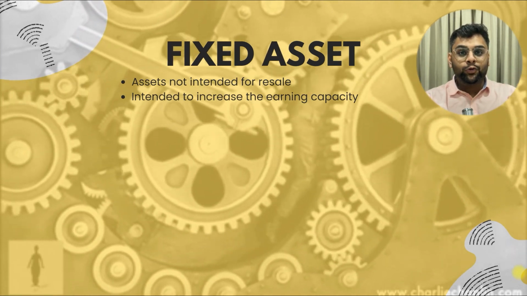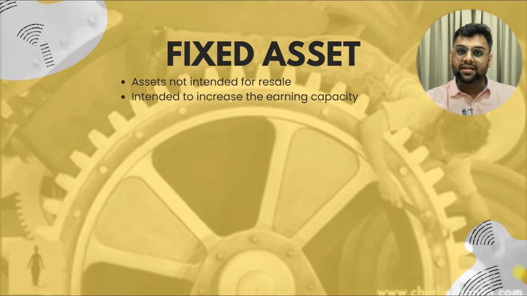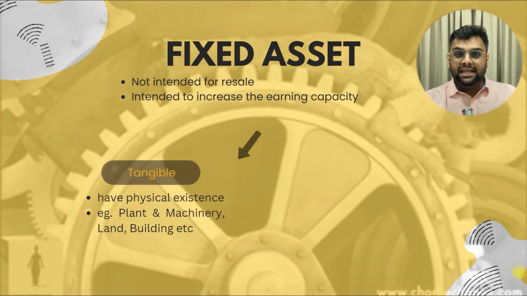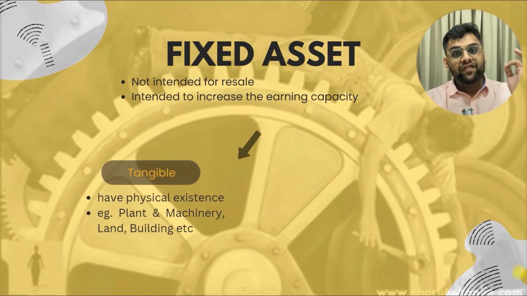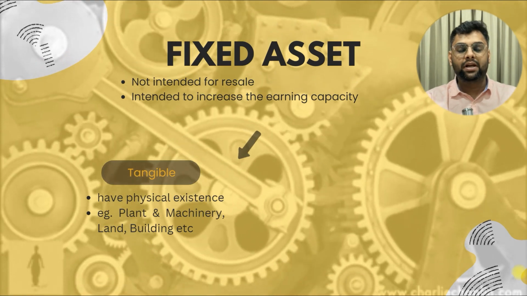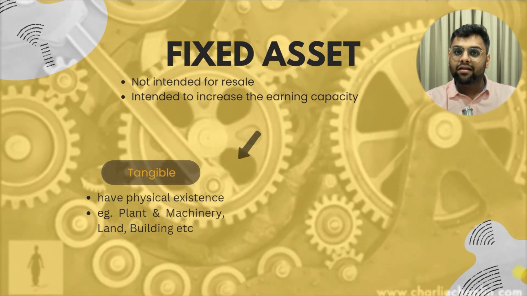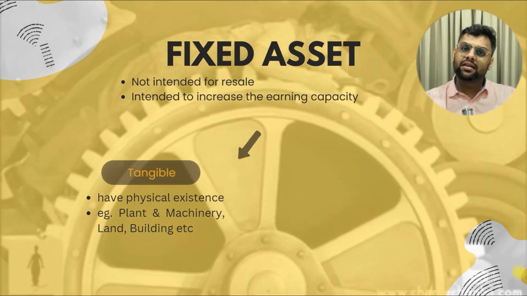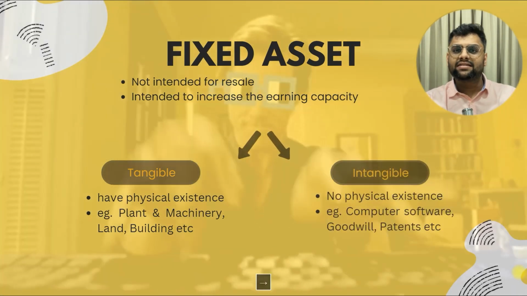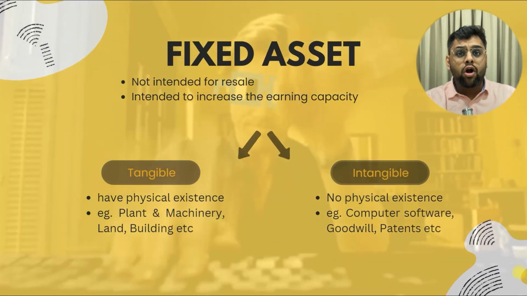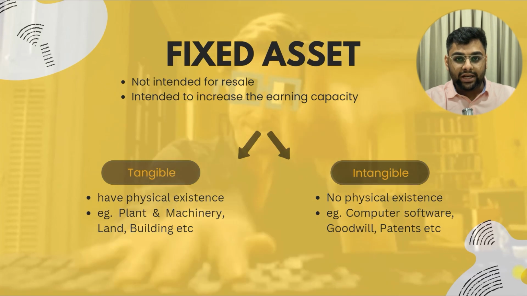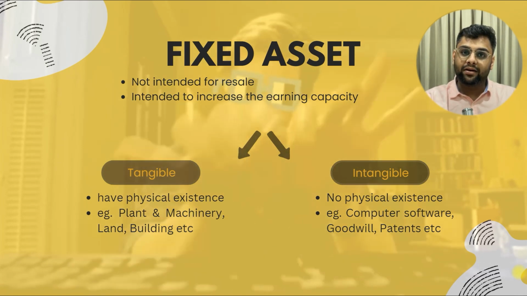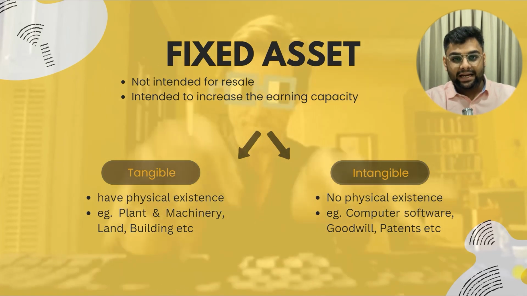There are two types of fixed assets. First, tangible fixed asset. These assets are those that have a physical existence. For example, plant and machinery, land, building, etc. Second, intangible fixed assets are those fixed assets which do not have a physical existence. For example, computer software, goodwill, patents, etc.